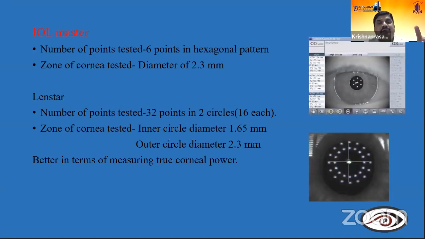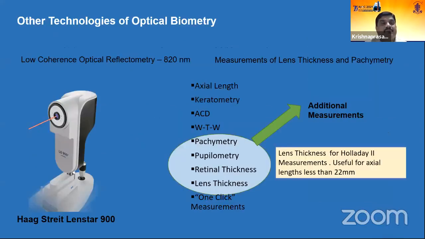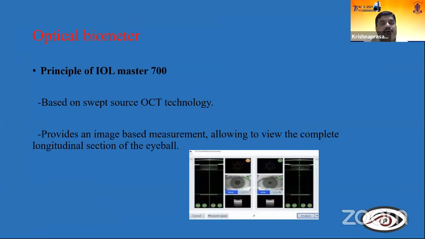In IOL Master, the number of points tested is 6 points in a hexagonal pattern. In Lenstar, the number of points tested is almost 32 points in two circles. The zone of cornea tested has an inner circle diameter of almost 1.65 mm and an outer circle diameter of around 2.3 mm. This is about the Lenstar. Now let me talk about the principles of IOL Master 700. Basically, this is a different technology altogether.